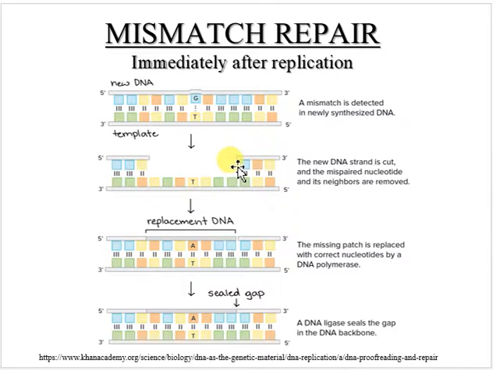And then that missing patch will be replaced by correct nucleotides. Those correct nucleotides, again, will be placed or set down by DNA polymerase, traveling in your correct 5' to 3' direction. I should say reading your strand that's serving as the template for correction in the 5' to 3' direction.